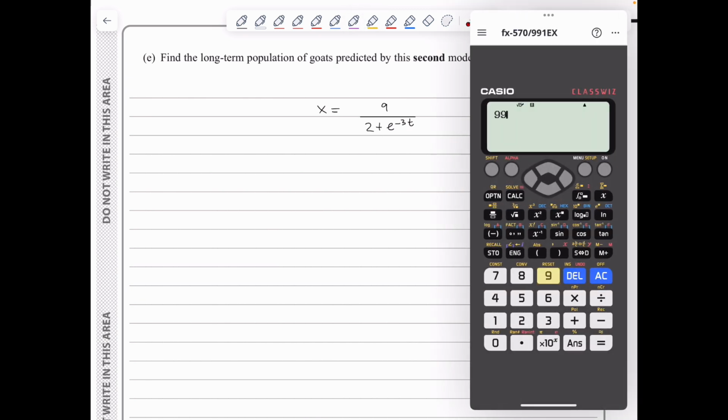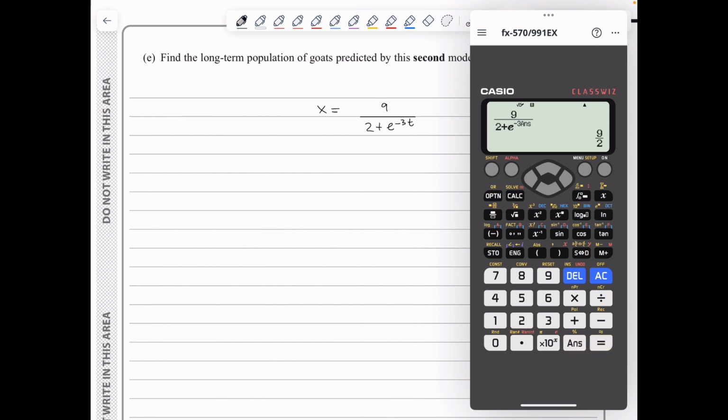required. And finally, in part E, we need to find the long-term population of goats predicted by this second model. So this is the equation of the model. Once more, I'm going to go on my calculator. I will input a really big value for my t. I store it on my answer key, and I will simply do 9 over the 2 plus e to the minus 3 times my answer key. So this leads to 9 over 2.